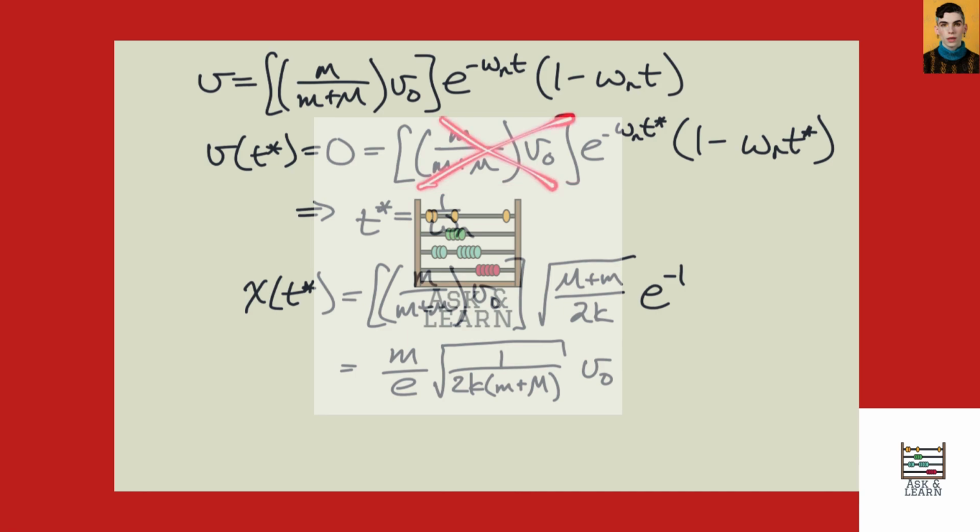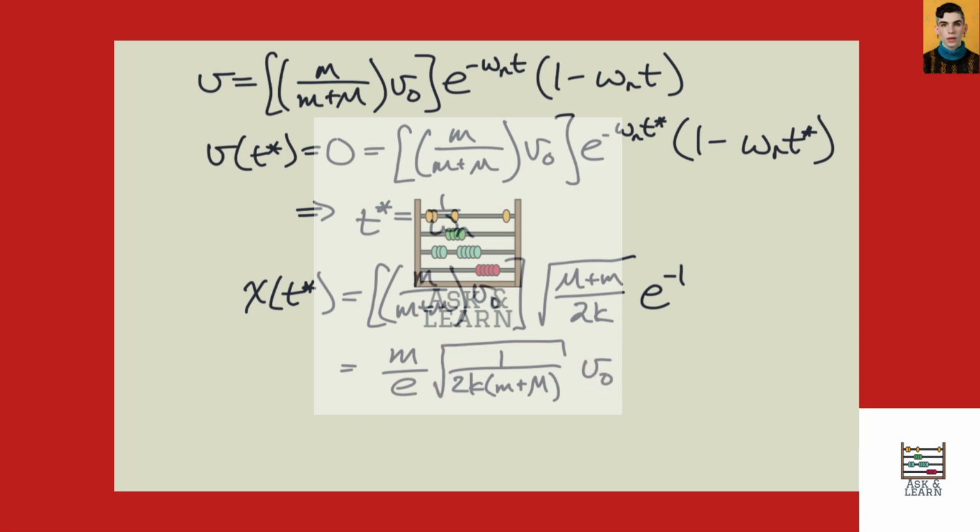At t star, we get this expression. This is not 0, unless either the mass of the bullet is 0 or its incoming velocity is 0, but we're not considering that case. This is also not 0, so we can divide by 2, and basically we find that the time when the velocity is 0 is 1 over the natural frequency. We can then plug this back in to get the maximum displacement and do a little simplifying, and we get this expression where we get the mass of the bullet divided by e, Euler's constant, and then the square root term times the velocity.